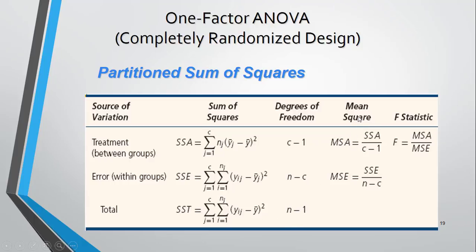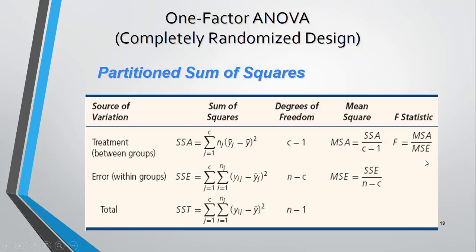The mean squares are calculated by SSA over its degrees of freedom, so MSA is SSA over C minus 1. And then MSE, mean square error, is SSE over its degrees of freedom, N minus C. And then we can calculate the F statistic, that's MSA divided by MSE.